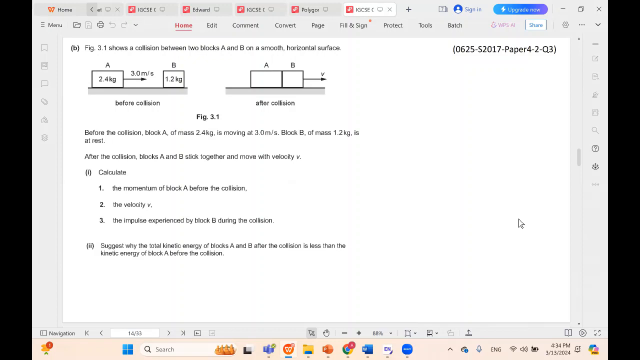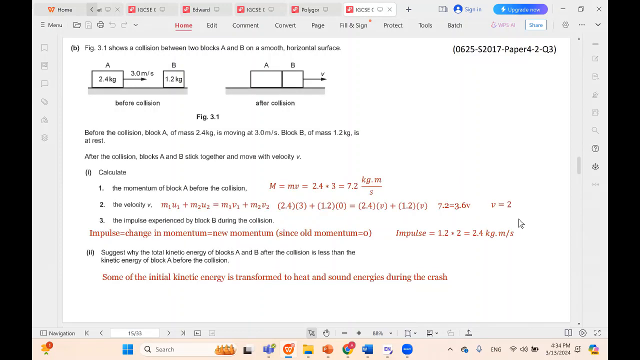In this question, we're told figure 3.1 shows a collision between two blocks, A and B, on a smooth horizontal surface. And we are given some information. We want to calculate the momentum of A before the collision. Of course, we are given the mass and the speed, so we just multiply them together, and we can get the momentum here quite easily. 2.4 times 3 equals 7.2.